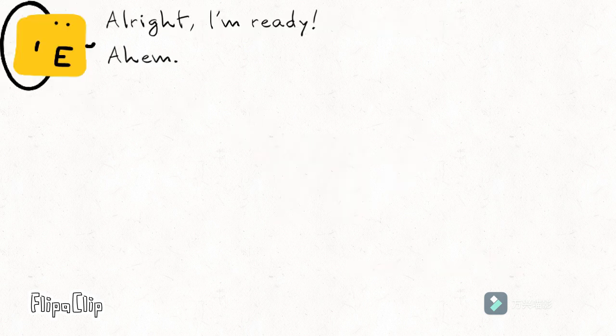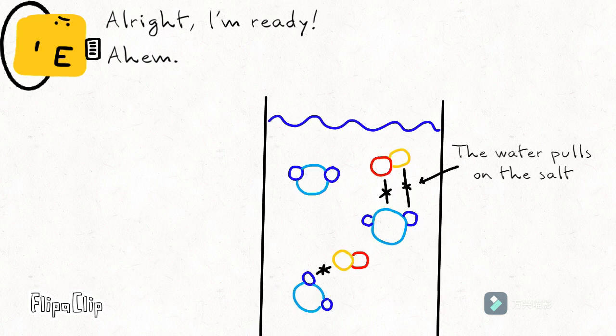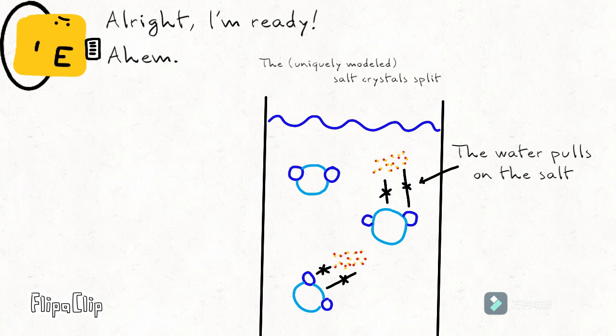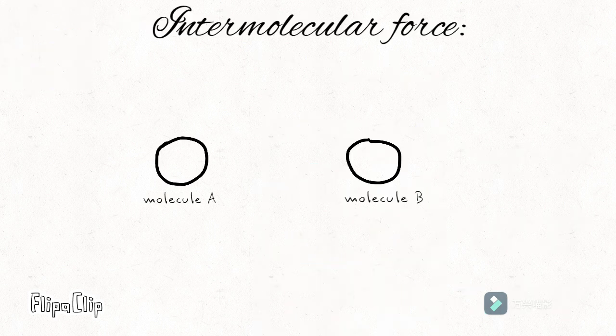Now, back to the original question. Why can water dissolve salt? Well, water and salt are both polar molecules, so they are trying to mix. The salt molecules are attracted to different molecules of water. The crystals of salt get torn apart, and so salt is dissolved. This is a type of intermolecular force, which is a force between molecules.